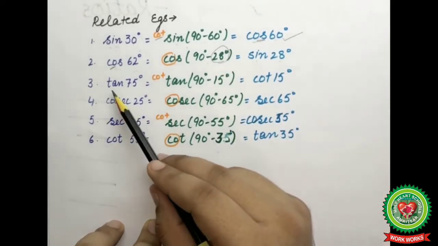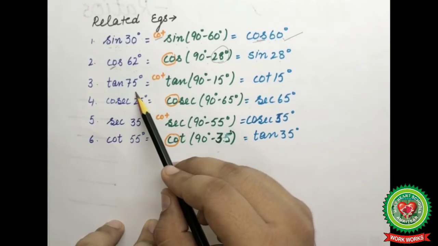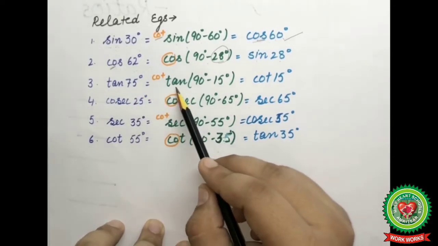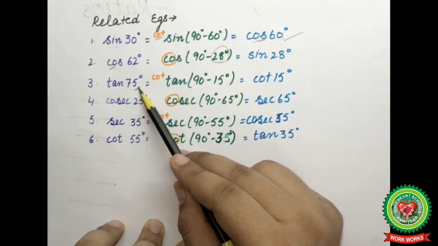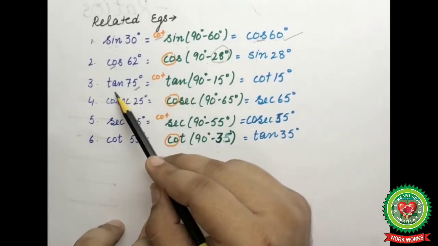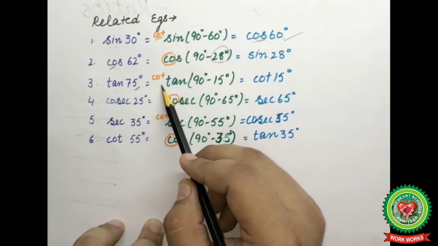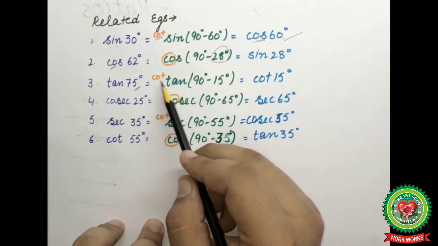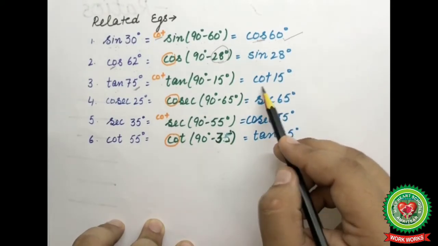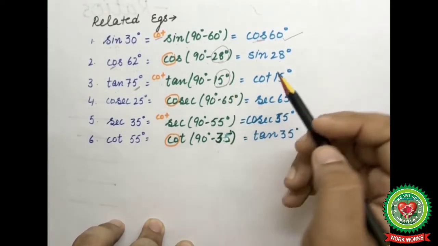Now the third example is of tan 75 degree, which will be written as tan 90 minus 15. That is the complement of 75. Now in this given T ratio, co-word is not there. So we are going to add co in it. So on adding co in tan, we get cot 15 degree.